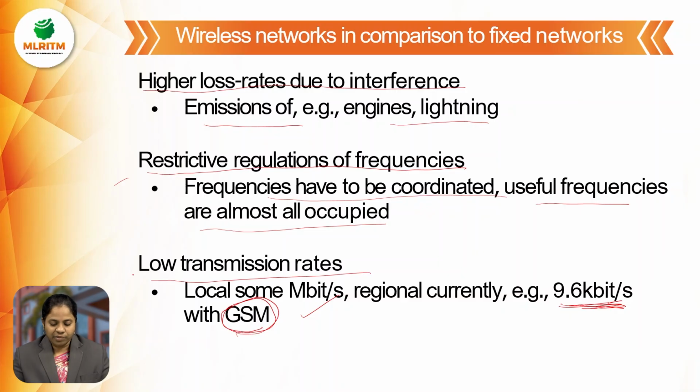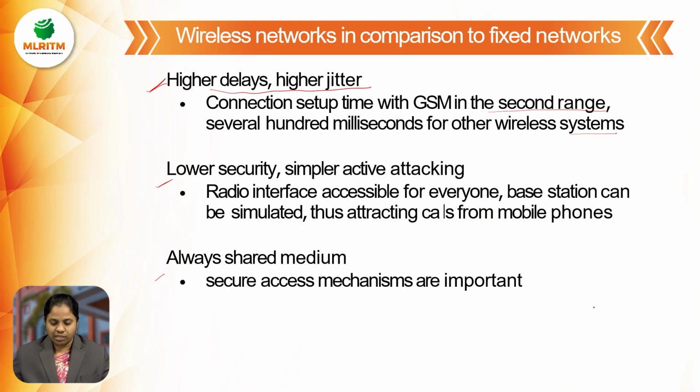Next, low transmission rates. The transmission rate in regional currently is 9.6 kbps. Next, higher delays, higher jitters. Connection setup time with GSM is in the second range, several hundred milliseconds for other wireless systems.